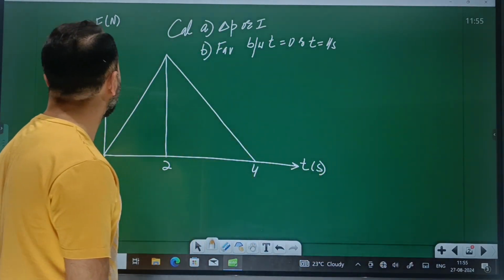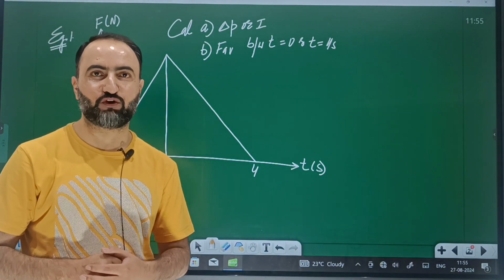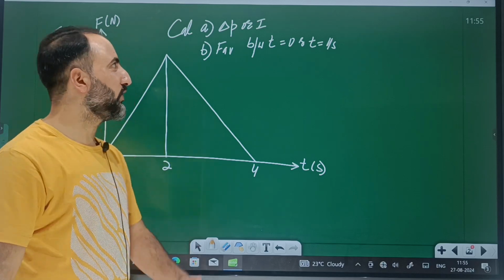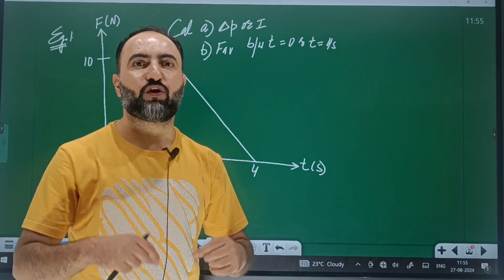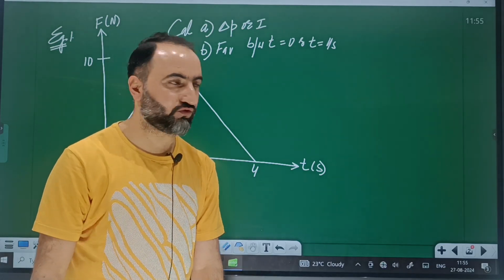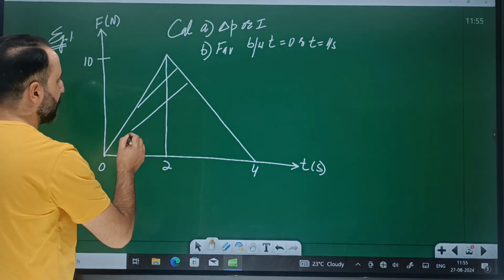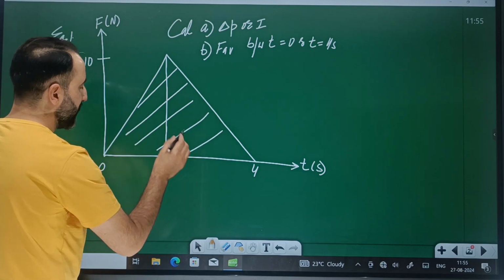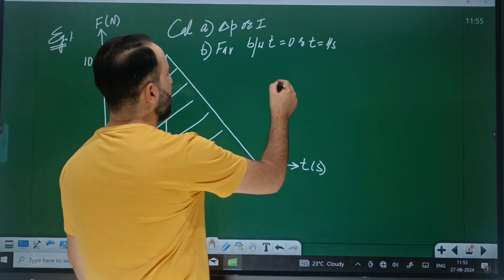So this is our example number first. A force versus time graph is given to you and we are supposed to calculate, number one, the change in momentum or the impulse, and from there we can calculate the average force. This is simply a triangular area, and we are supposed to calculate this area. So how will we calculate the area?